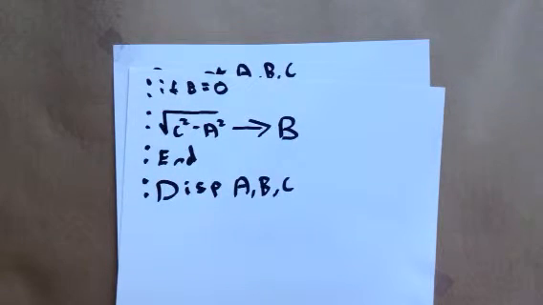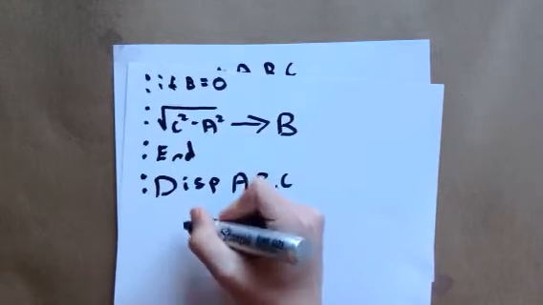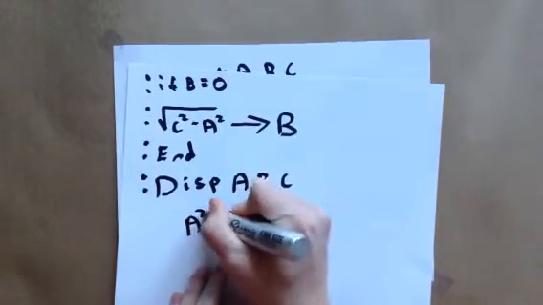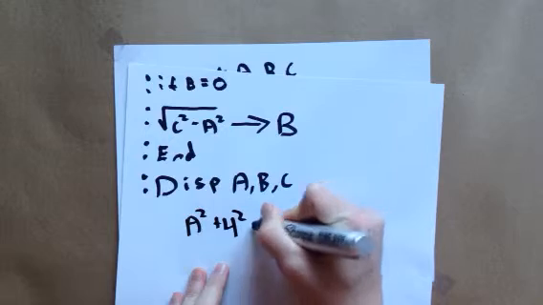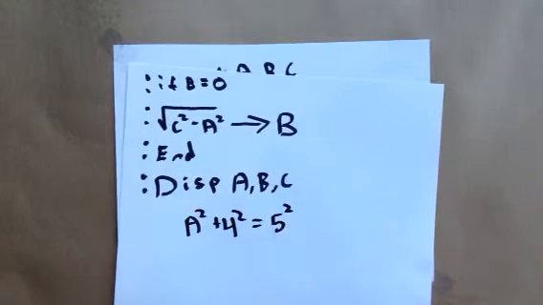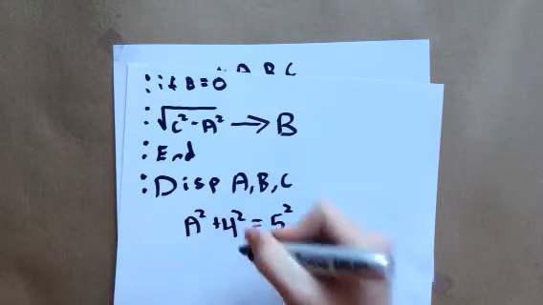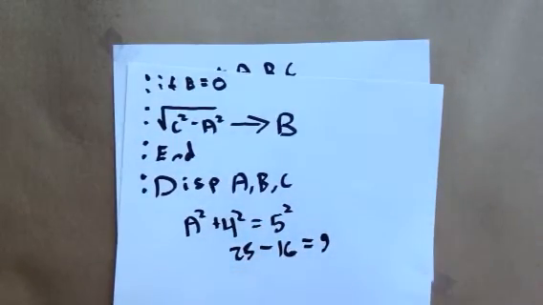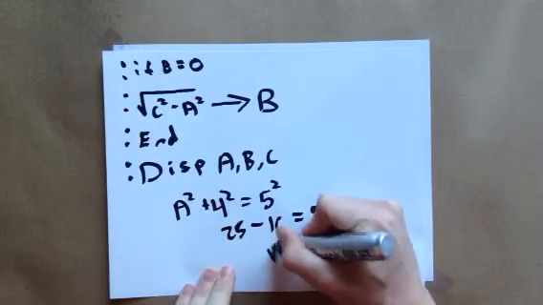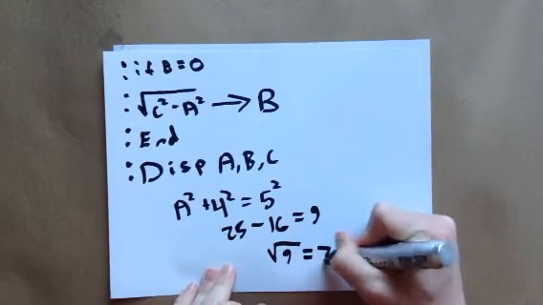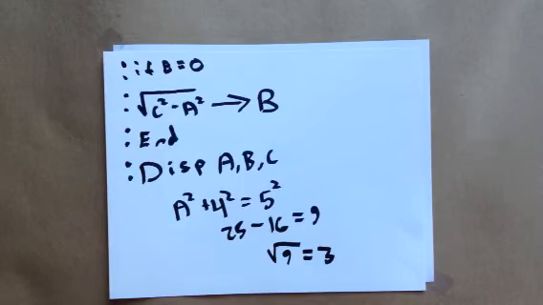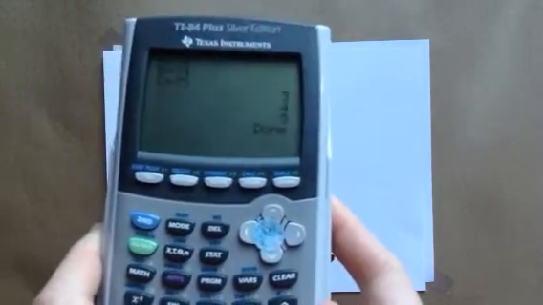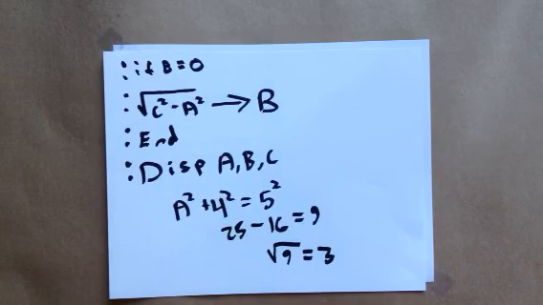If you'd like to check that, let's do that. So, A squared plus 4 squared equals 5 squared. So that's A squared plus 16 equals 25. If we subtract 16 from 25, we get 9. The square root of 9 equals 3. So, if you'll remember, 3, 4, and 5, those are the values we had. That's great, our program works.